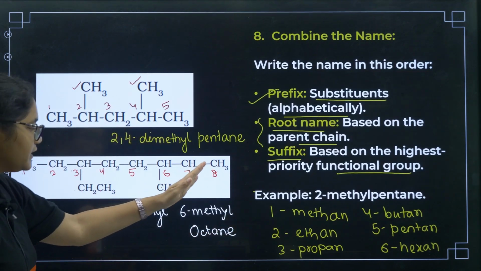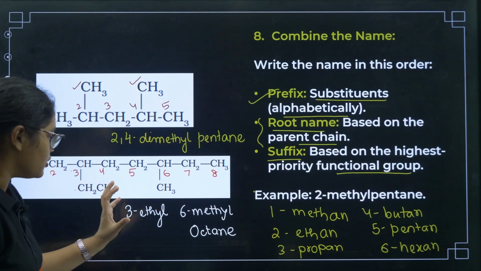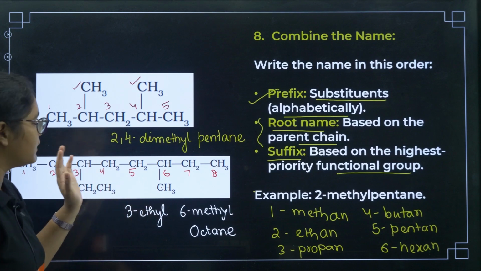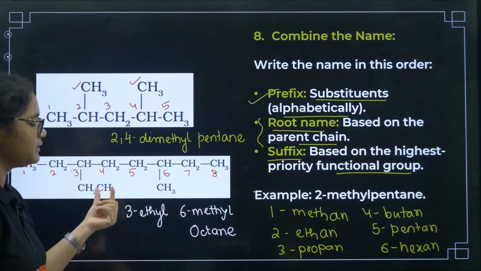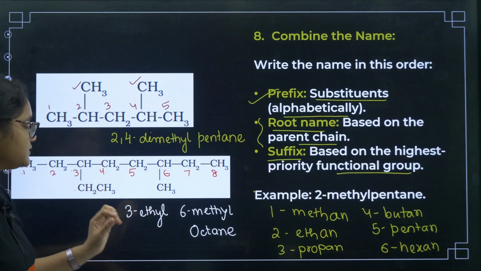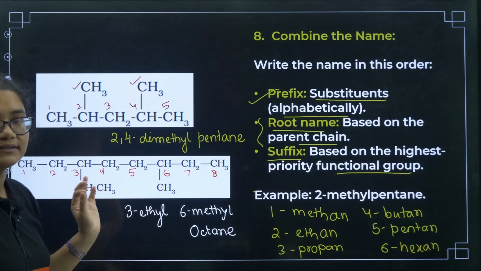Okay, so why we didn't number from this side? Because if you put 3 here, then you have to use 3 methyl. But remember, when there's a conflict between the substituents, you should follow alphabetical order. The one which comes alphabetically first should get the least number.